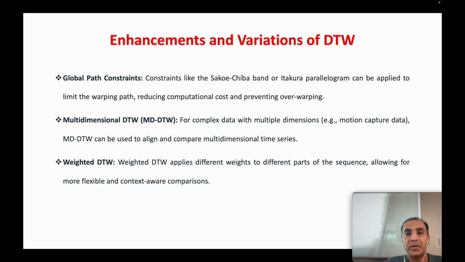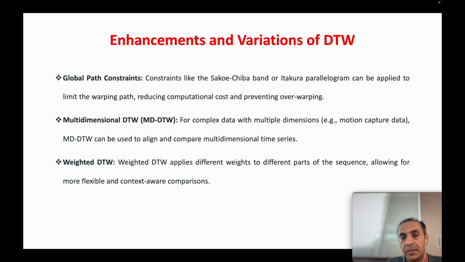What are the enhancements and variations of dynamic time warping? Number one is global path constraints. So constraints like Sakoe-Chiba band or Itakura parallelogram can be applied to limit the warping path. So it allows us to reduce computational cost and to prevent overwarping.